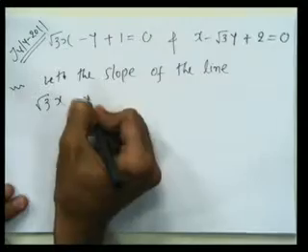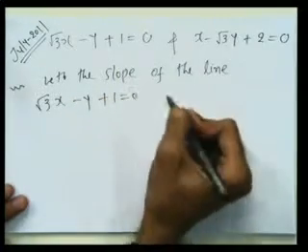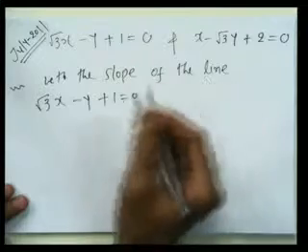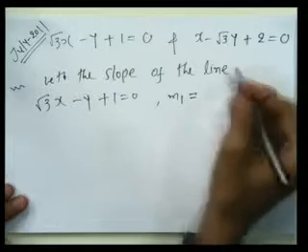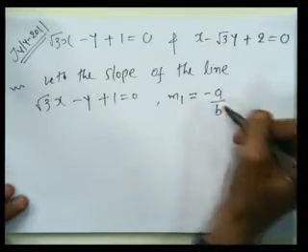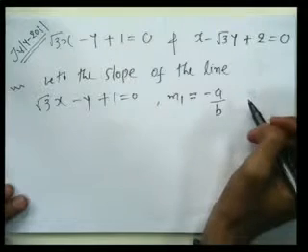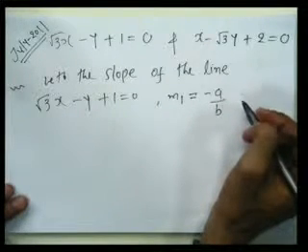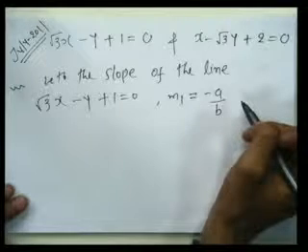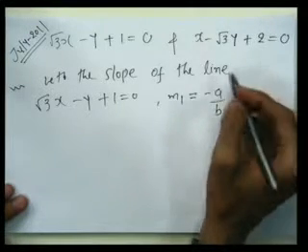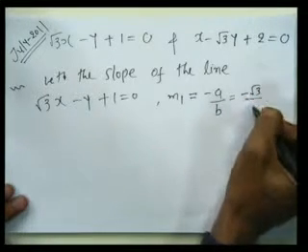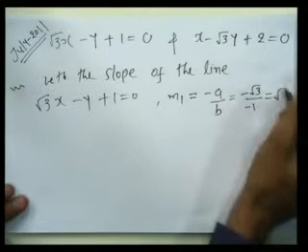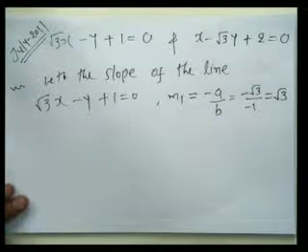root 3x minus y plus 1 is equal to 0, say the slope is m1. So here m1 is equal to minus a upon b, which is the slope of the general equation line. If the general equation of line is ax plus by plus c is equal to 0, then the slope of the line is minus a upon b. So here slope is equal to minus a upon b is equal to minus root 3 upon minus 1, which is equal to root 3. So here m1 is equal to root 3, which is the slope of the first line.